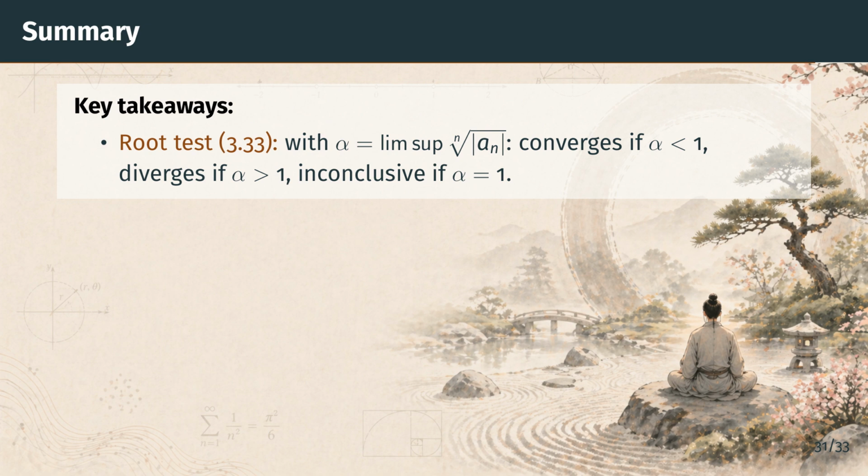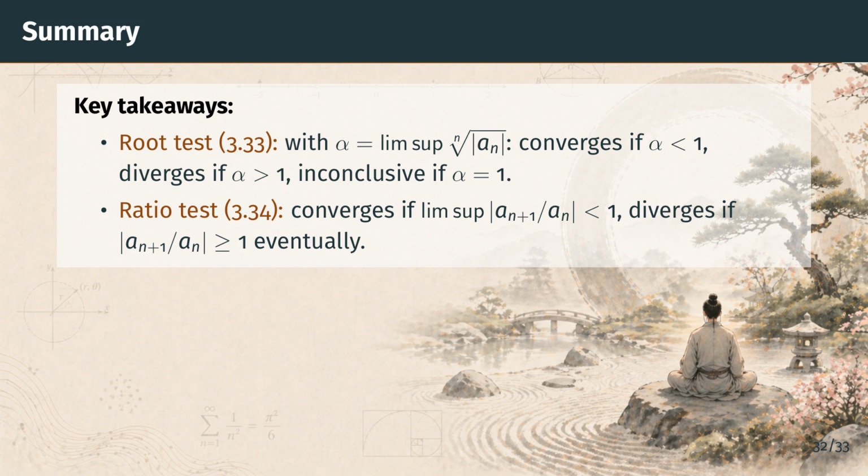Second, the ratio test. The series converges if the upper limit of the absolute ratio of consecutive terms is below 1, and diverges if that ratio stays at least 1 from some point on. The ratio test is usually easier to compute. Both tests work by secretly comparing the series to a geometric series.